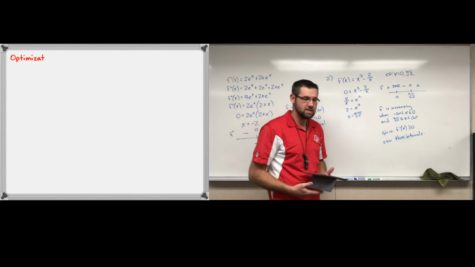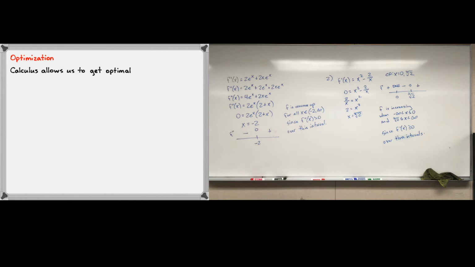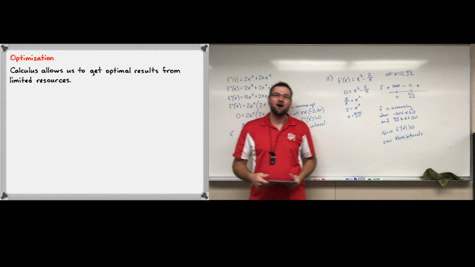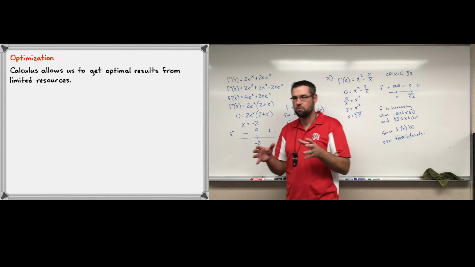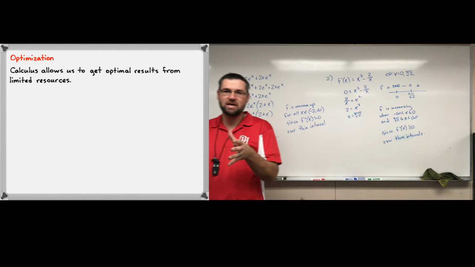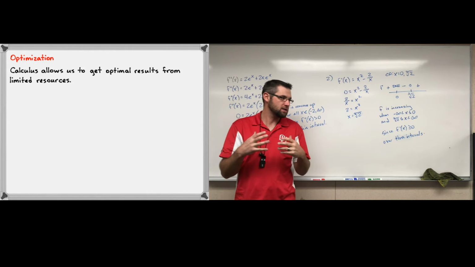So we talked about the idea of optimization, right? Optimizing something is the idea of getting the most out of something, right? Squeezing the last bit of juice out of the lemon, right? So optimization is the idea of taking calculus and figuring out a way to apply it to real life so that we can get the most something out of whatever we're trying to deal with.